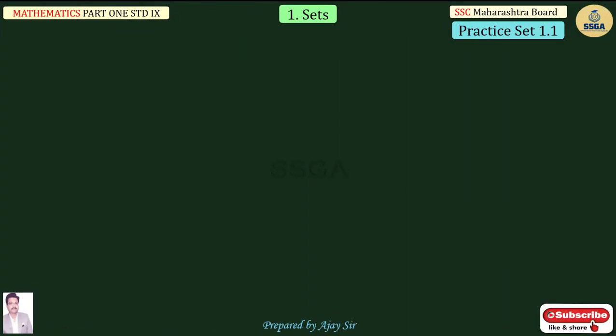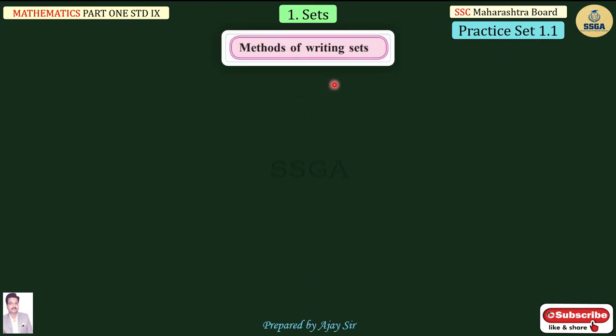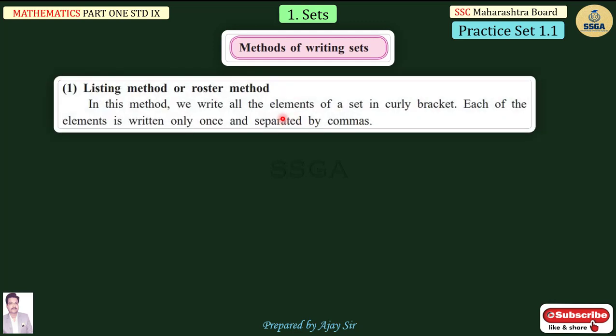Let us start the next point. Methods of writing sets. Which are the methods? There are two methods of writing a set. The first method is the listing method or roster method. In this method, we write all elements of the set in curly brackets. Each of the elements is written only once and separated by commas. So only one time we have to write that element. No repetition is allowed. So it's called the listing method, or it's also called the roster method, because all elements we have to write in that curly bracket, and no repetition is allowed.